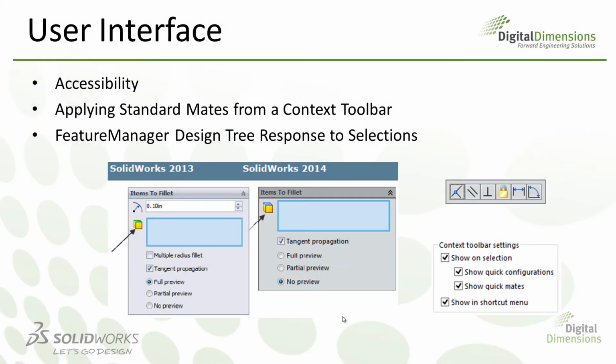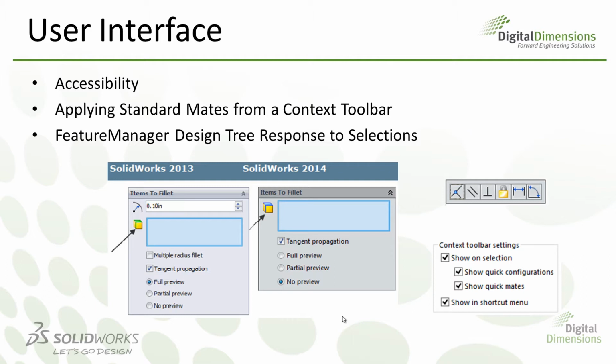The first area we want to take a look at in user interface is accessibility. There's been a couple enhancements to this that just make the SolidWorks environment a little bit different. First thing you'll notice on the side here is I have a screenshot of SolidWorks 2013 versus 14. If you notice in the property manager, next to the selections box there's that little cube telling you to pick an edge or a face or various items. It kind of prompts you to pick stuff. In 2013 it had a greenish color, and in 2014 it has a bluish color.